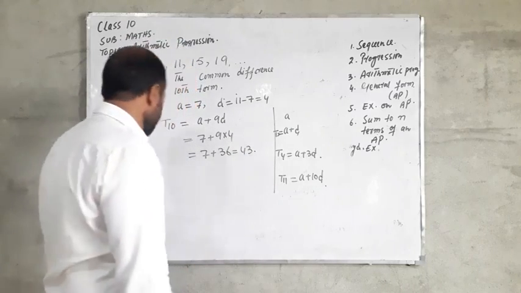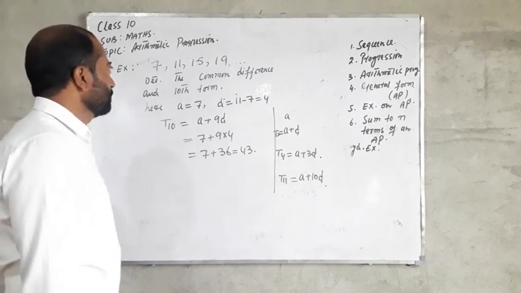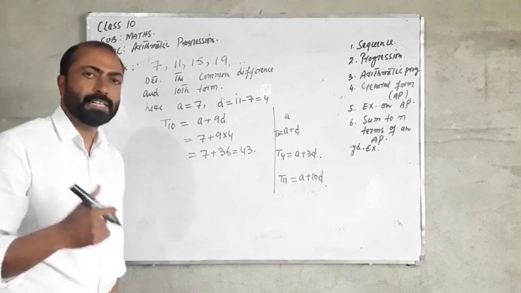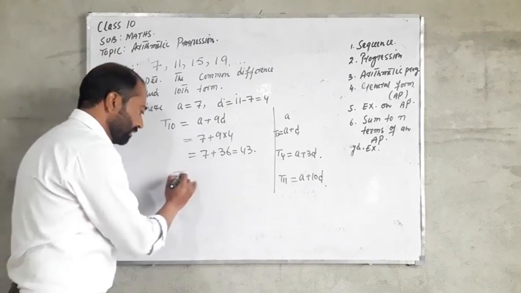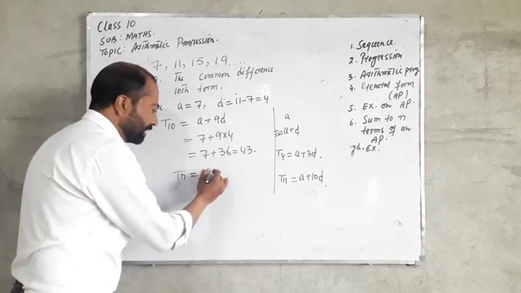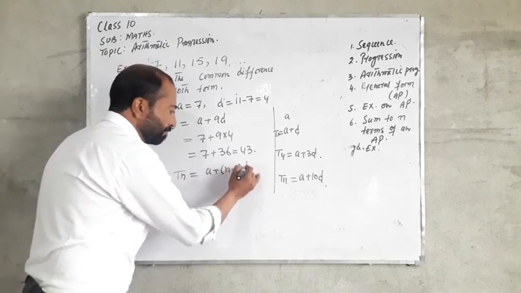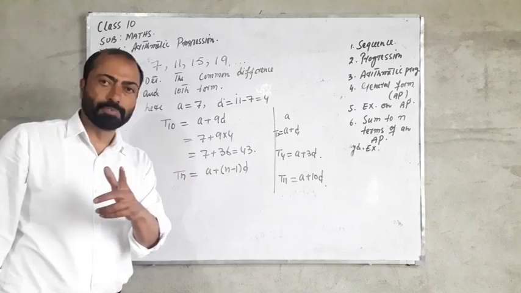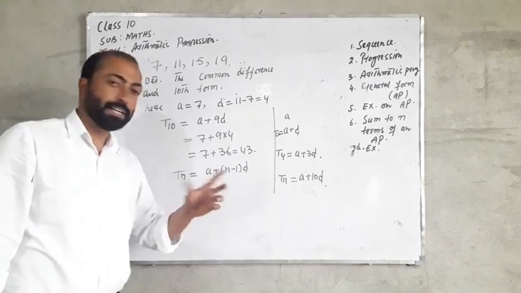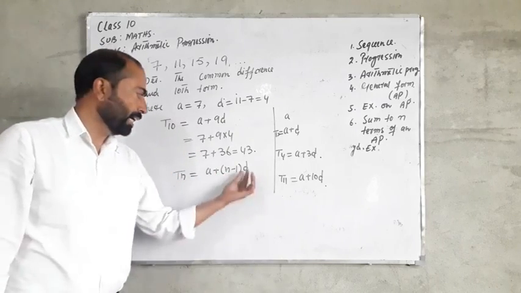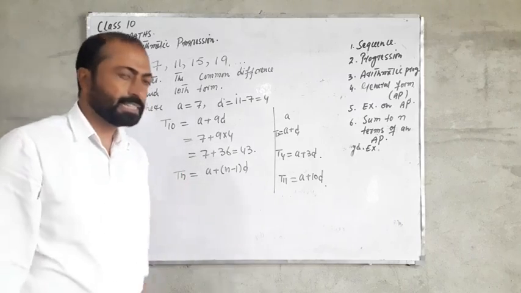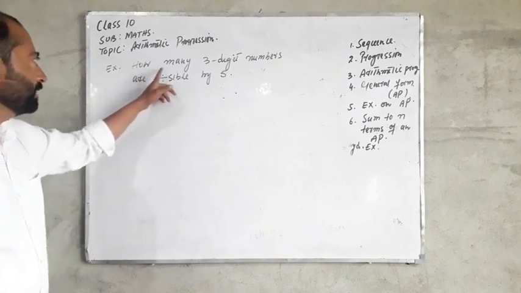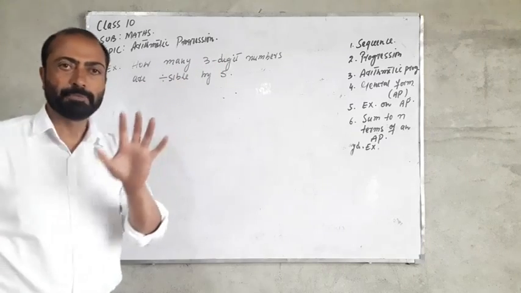The next question is, we have to determine the number of terms in an AP. For example, the nth term of an AP, the general term, is given by a plus (n minus 1) into d. Here a indicates the first term of an AP, n indicates the number of terms in the AP, and d is the common difference. Let's have a question. Another question: how many 3-digit numbers are divisible by 5?